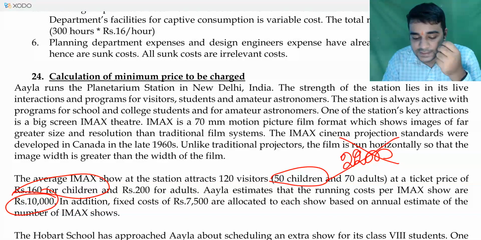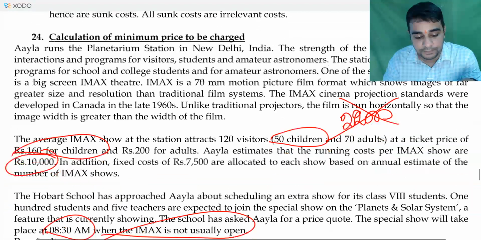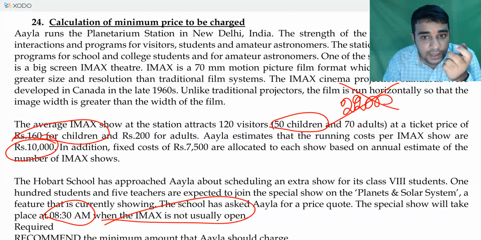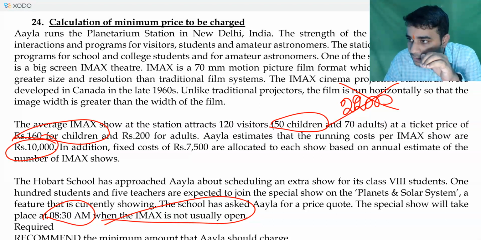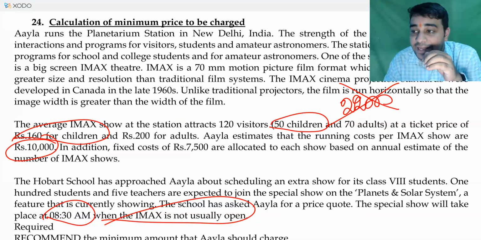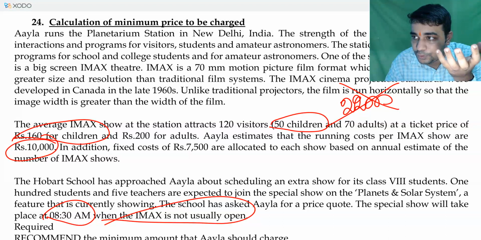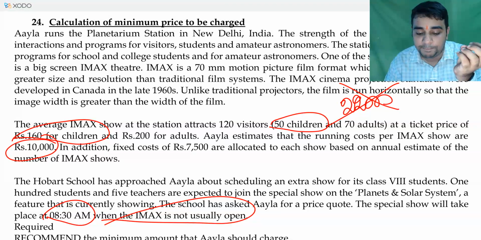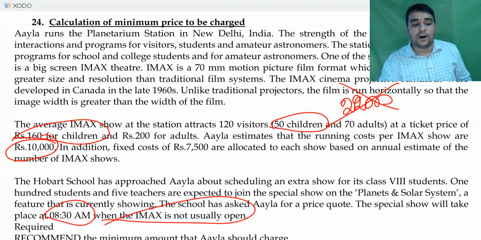Another factor: this special show is going to happen at what time? 8:30, which is not the normal time. If I tell my employees to come at that time, are they going to ask for any overtime? Because I am telling them to come at an abnormal time. So is there any extra cost I am likely to incur?